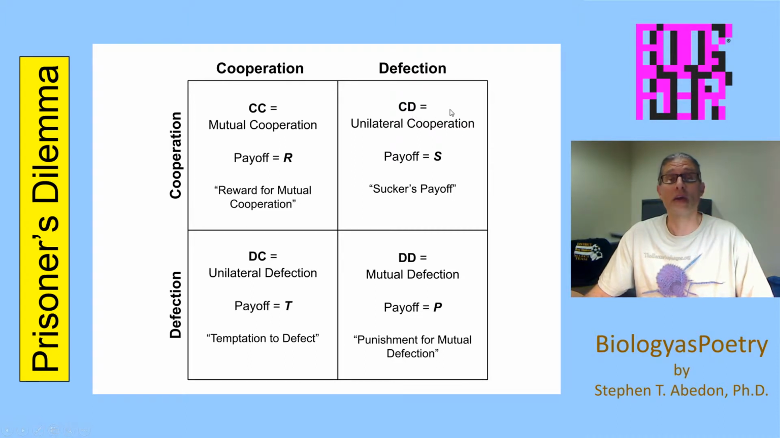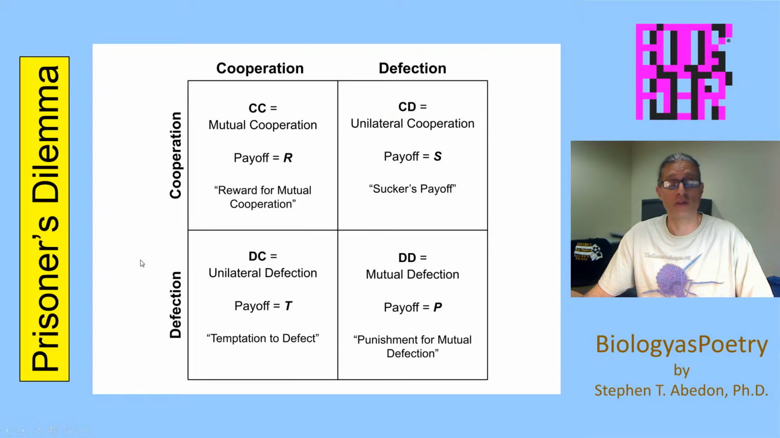And we can look at the payoffs associated with the player over here. When the player cooperates, the other player can either cooperate or the other player can defect. And we call when both players cooperate mutual cooperation. When one player cooperates and the other player defects, we call that unilateral cooperation.